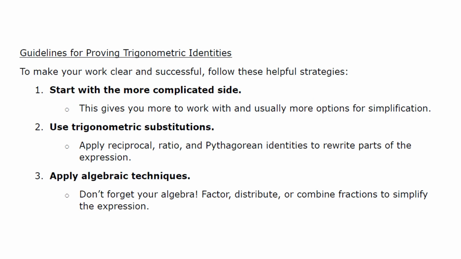So here are some guidelines for proving trigonometric identities, and I have 5 of them. So to make your work clear and successful, we're going to follow these helpful strategies. Step number 1, you're going to start with the more complicated side. So this is going to be the side that probably has the most trigonometric identities shown. This gives you more to work with and usually more options for simplification.